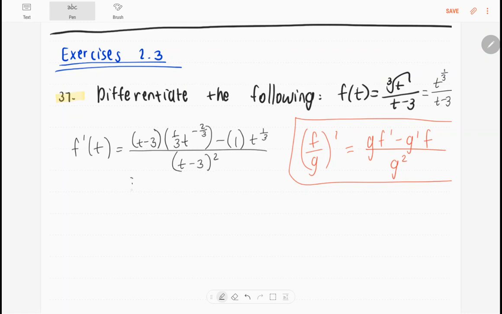You can simplify it a bit further using a few more steps, and you can eventually end up with minus 2t minus 3 over 3t to the 2 over 3 multiplied by t minus 3 squared.